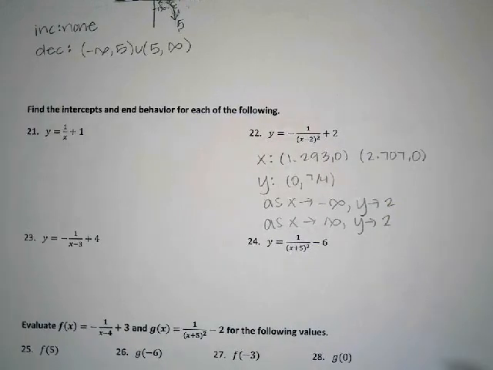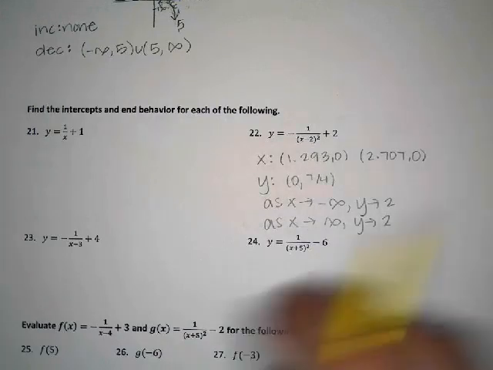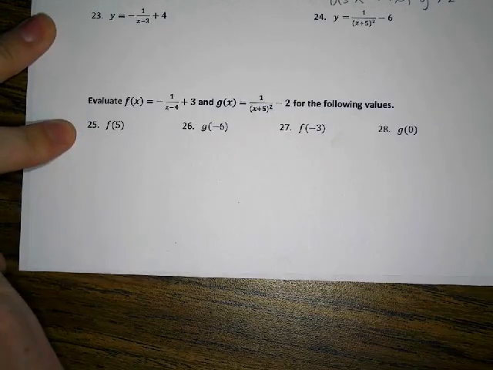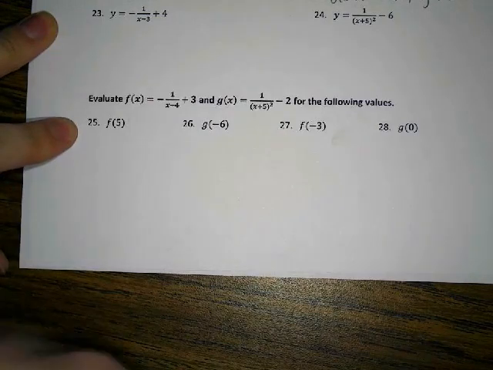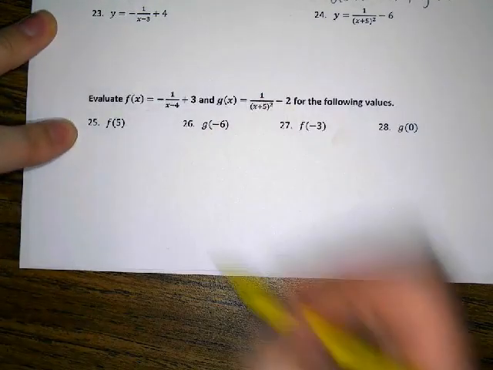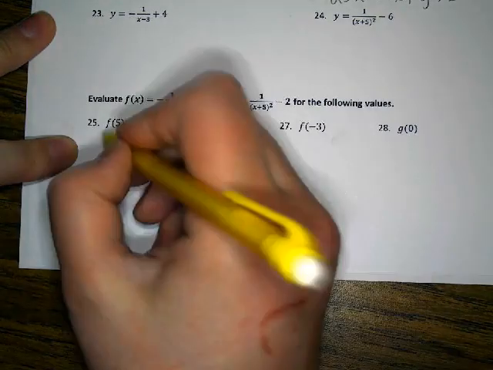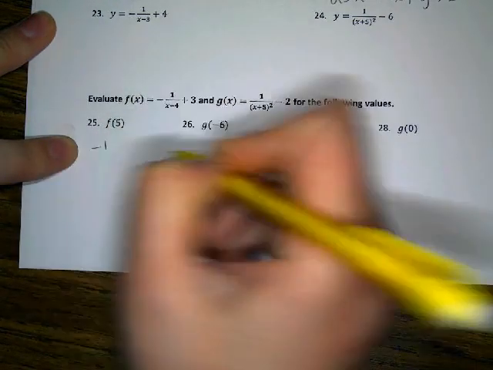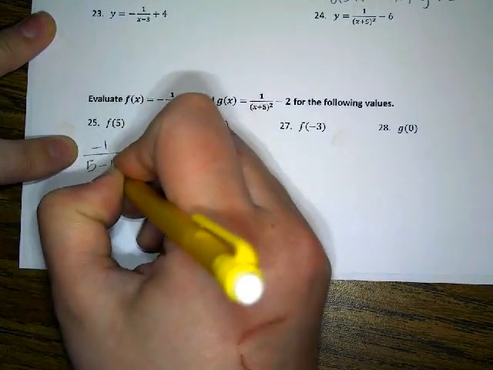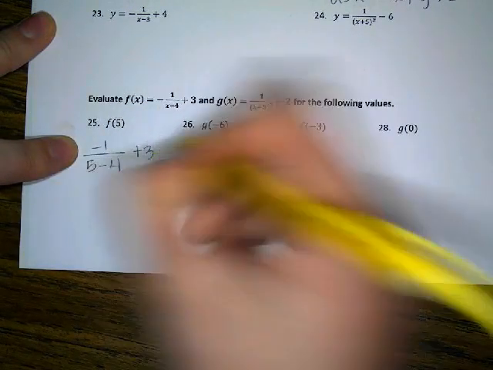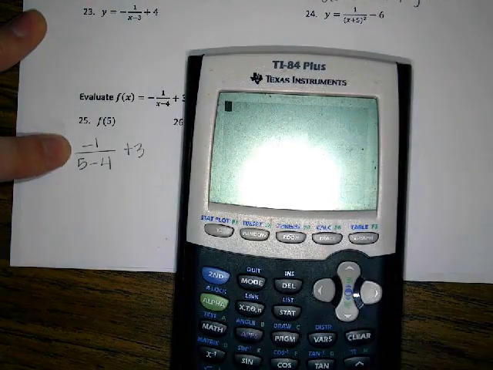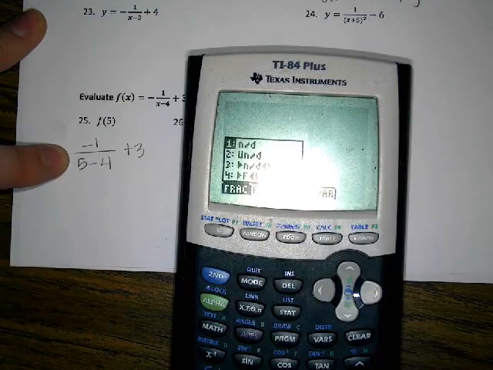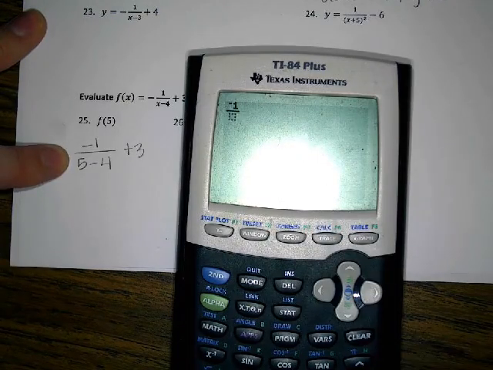All right. For the last section, we have problems where they're asking us to evaluate two different functions, f and g, by plugging numbers in. So if we're plugging 5 in for f of x, then I'm going to do -1 divided by 5 minus 4 with a plus 3 on the end. And you just have to type it in. So get out of that screen. Alpha y equals -1 on the top, 5 minus 4 on the bottom, with a plus 3 on the end. That gives me 2.